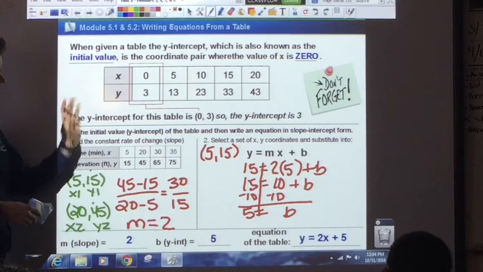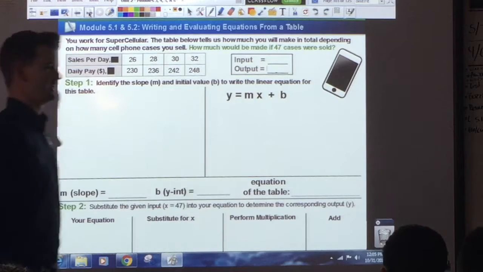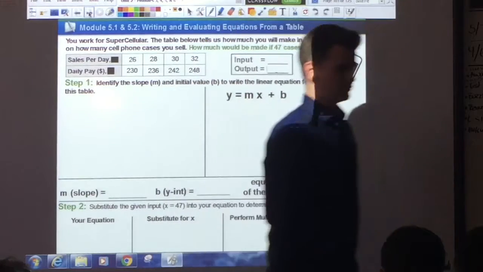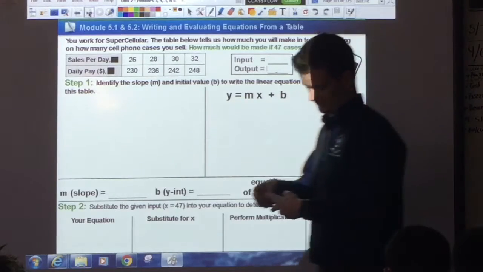Let's review. Okay. So here, you work for supercellular. The table below tells us how much you will make in total depending on how many cell phones you sell. So how much would be made if 47 cases were sold? I made this one a little harder. I even took away your x and your y. Remember, from the very beginning, you have to identify the input and the output. So we have sales per day and daily pay.